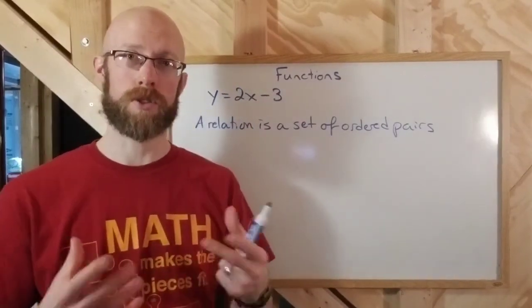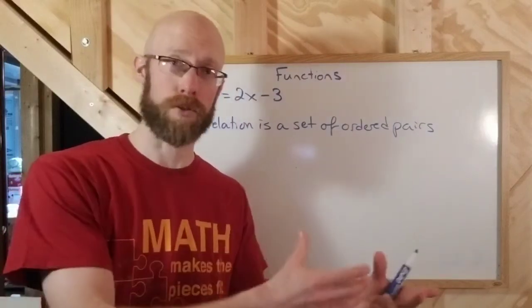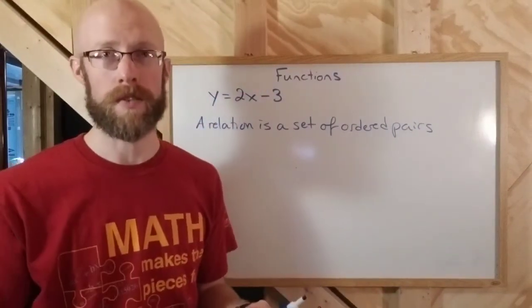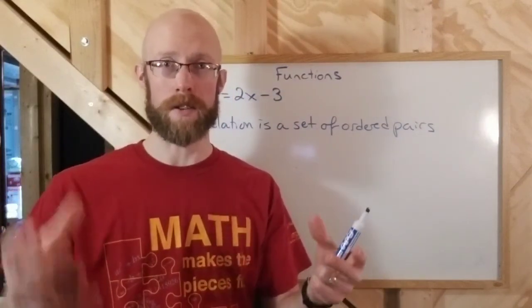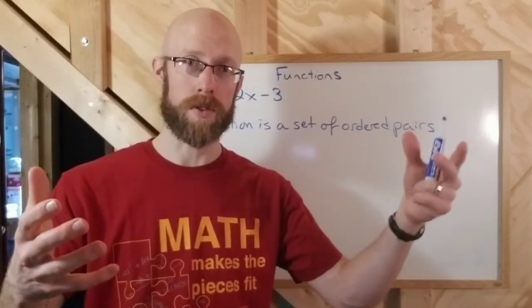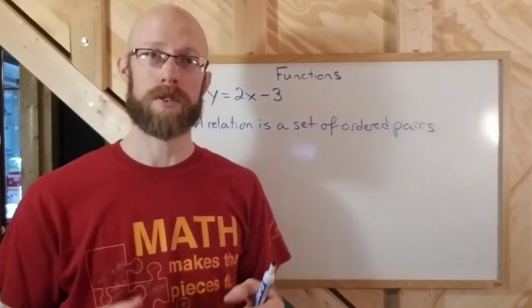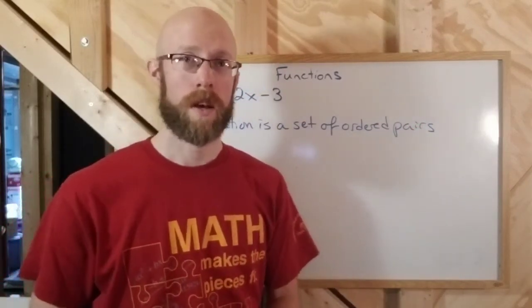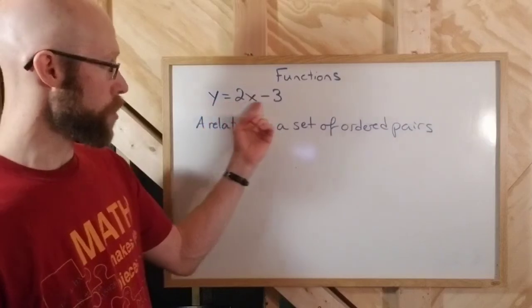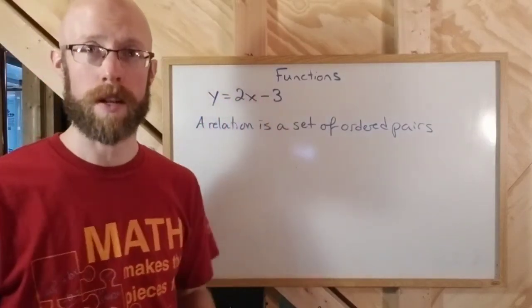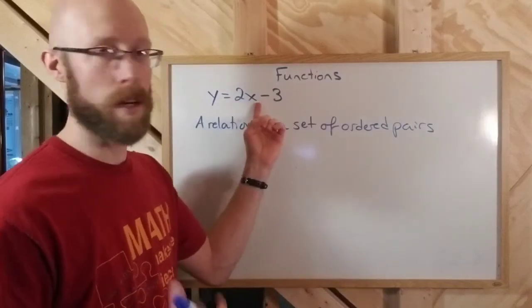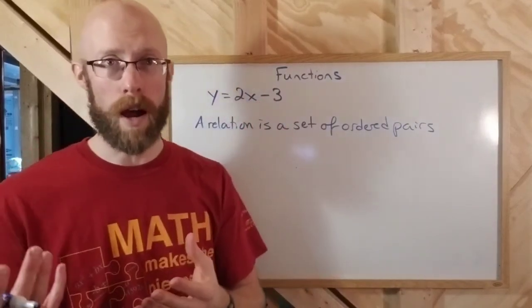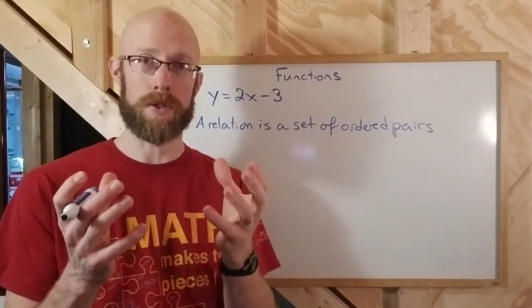So if we're looking at students in a pre-calculus class and their grade, if we have 25 students in this class, then we've got 25 ordered pairs. It's each student with their associated final grade. On an equation like this, y equals 2x minus 3, there's an infinite number of ordered pairs. For every number you plug in, you get another number out.